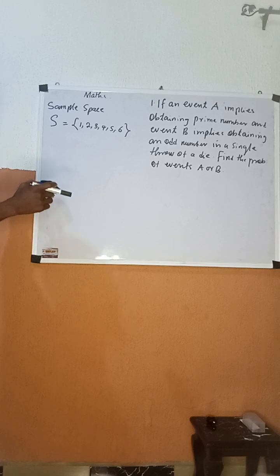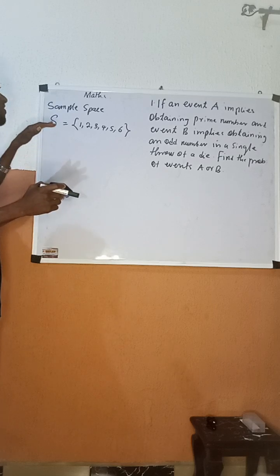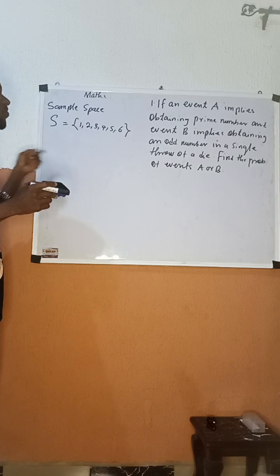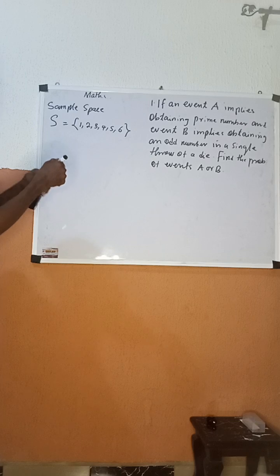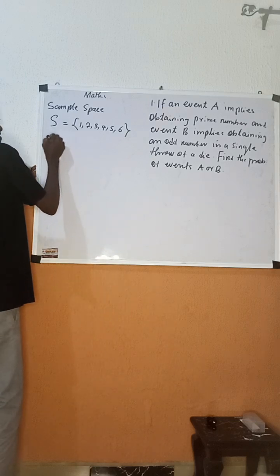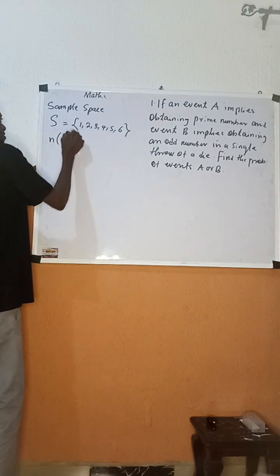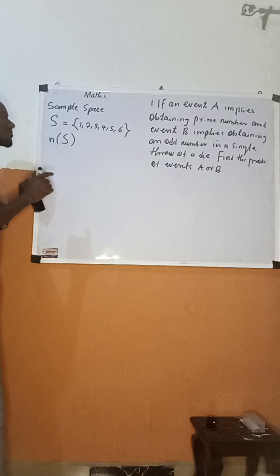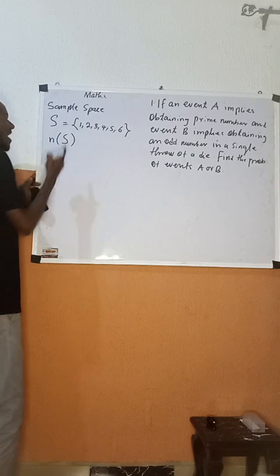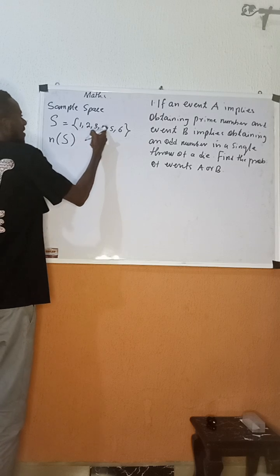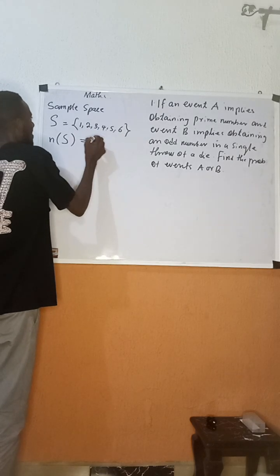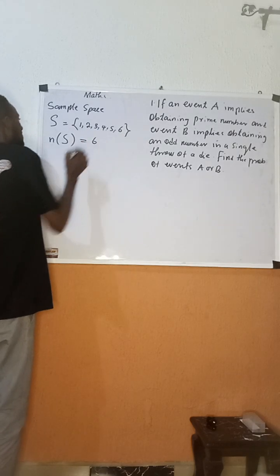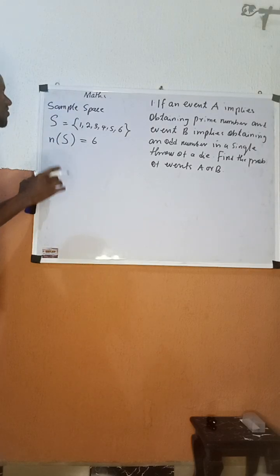When we talk about the cardinality of a set, we are talking about the number of elements that are contained in that set. And conventionally, it is always written as n of S. What this means is the number of elements that are contained in this sample space, S. And they are 1, 2, 3, 4, 5, 6. So the cardinality of S, the sample space, is 6.